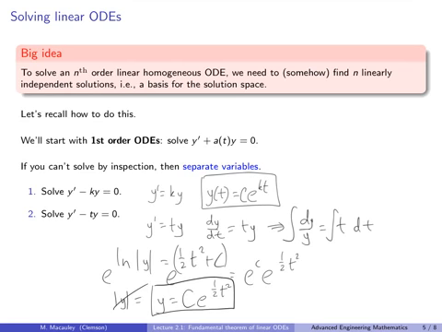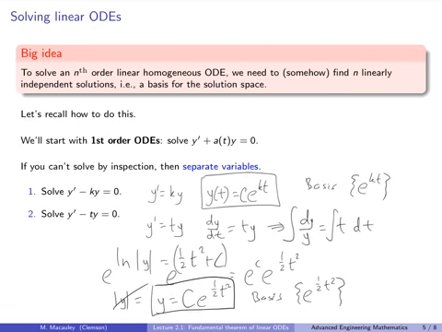It's, as you can see, a one-dimensional subspace. So here, a basis of the solution space was e to the kt. And down here, a basis for this solution space was e to the 1/2 t squared.